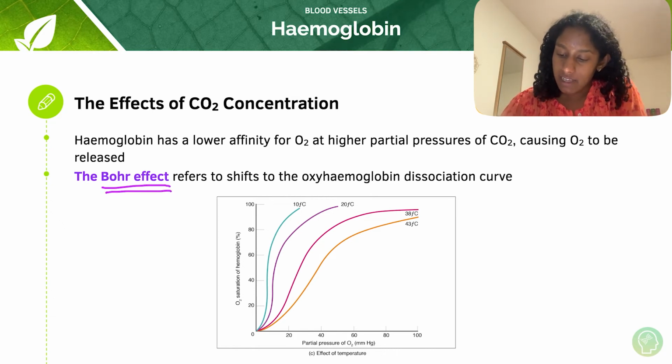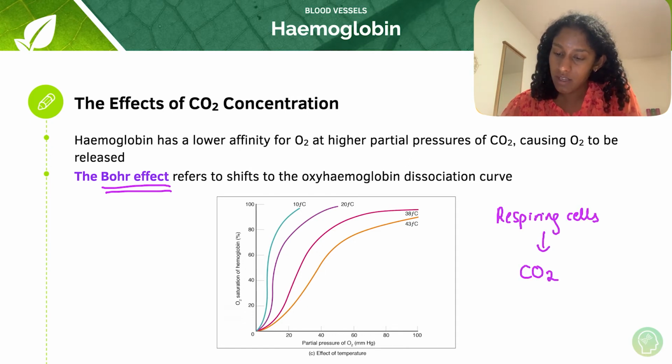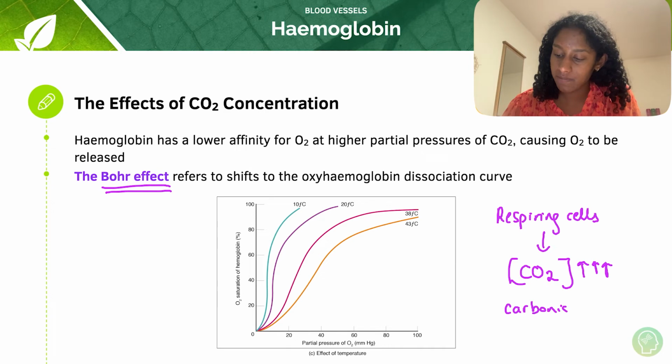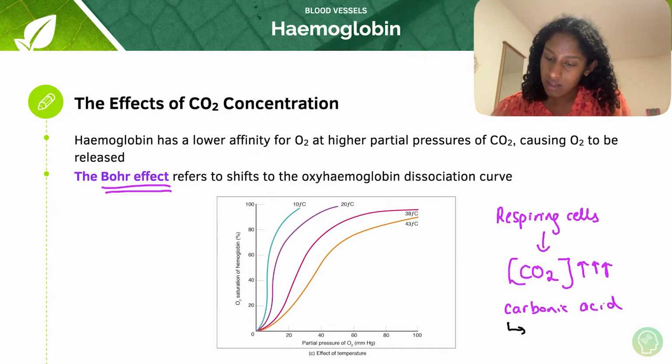Now, respiring cells produce CO2. So this increases the concentrations of CO2 around respiring cells. And carbon dioxide dissolves in water in blood to form carbonic acid, so something acidic. And carbonic acid in turn causes a slight change in the shape of haemoglobin.